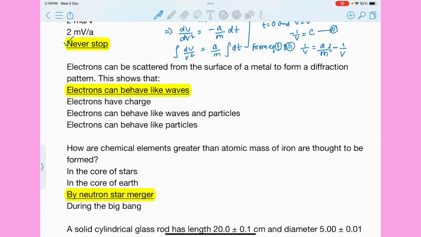The next question says electrons can be scattered from the surface of a metal to form a diffraction pattern. This shows that, again a factual question, the wave property of the diffraction phenomena happening at the edge of any surface is due to the wave nature of the light or the electrons, which can be emitted in both wave and particle forms. Option number 1.